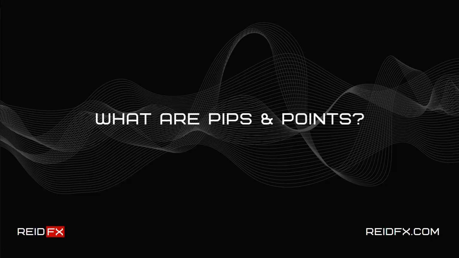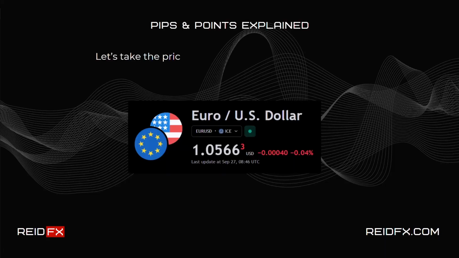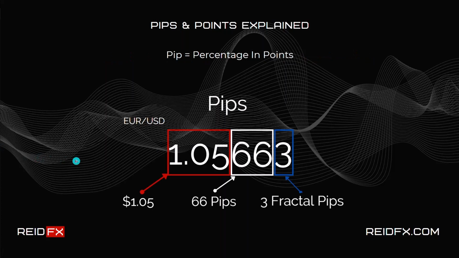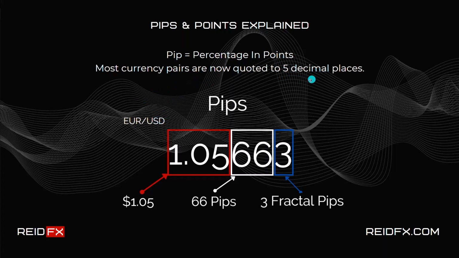So what are pips and points? Let's have a look. If we look at this price that we saw earlier on from our broker, we can see that we have a whole number and then some numbers after the decimal. So let's have a closer look at how we break that down. Now, first of all, a pip is percentage in points, and brokers like to quote to 5 decimal places, and that's what we can see here. We have 5 numbers after the decimal.